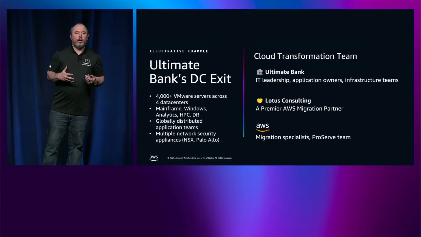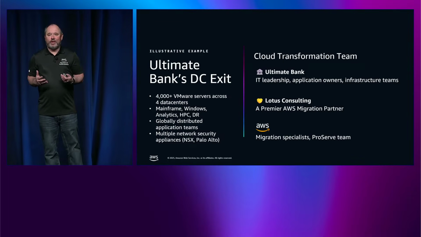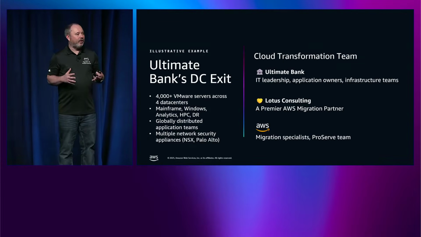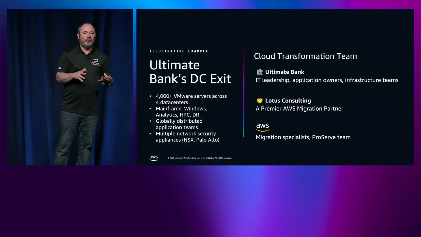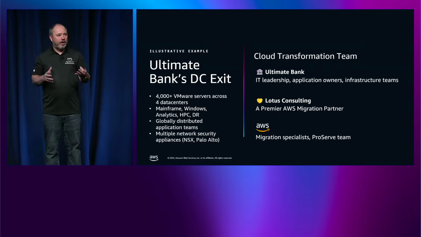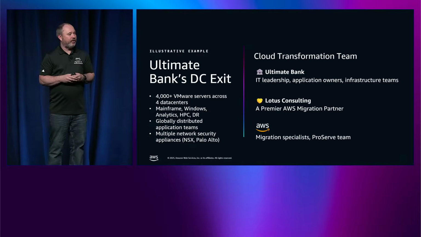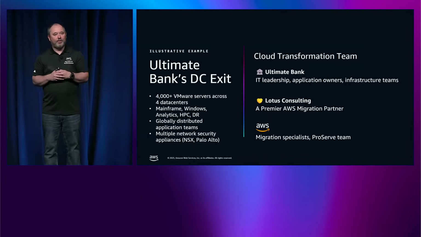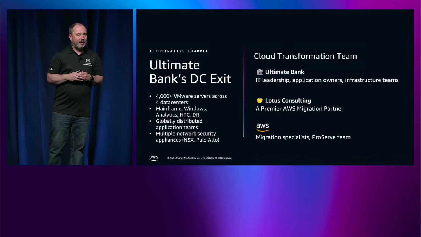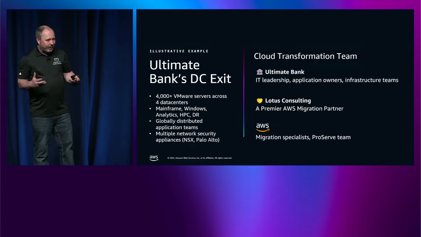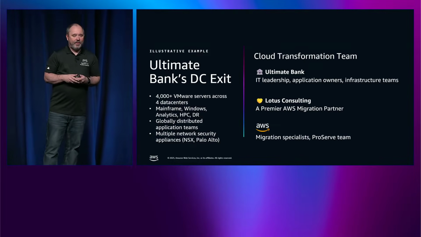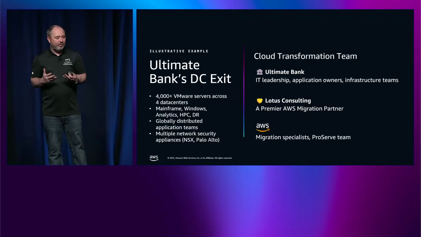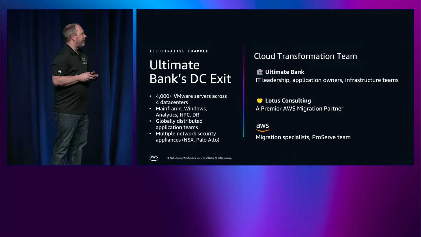So today we're going to walk through a fictitious customer example, but this is a compilation of different customer elements that we've heard as we've engaged with customers to assist in their migrations. And the name of our fictitious customer today is Ultimate Bank. So Ultimate Bank is a financial services organization. They have 4,000 VMware VMs distributed across 4 different data centers.